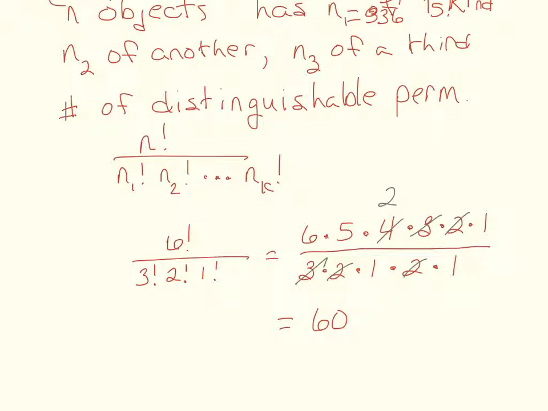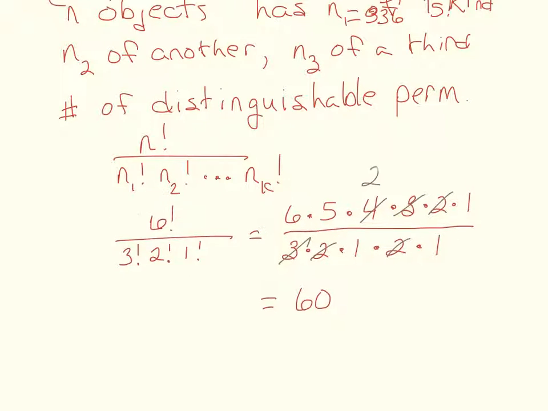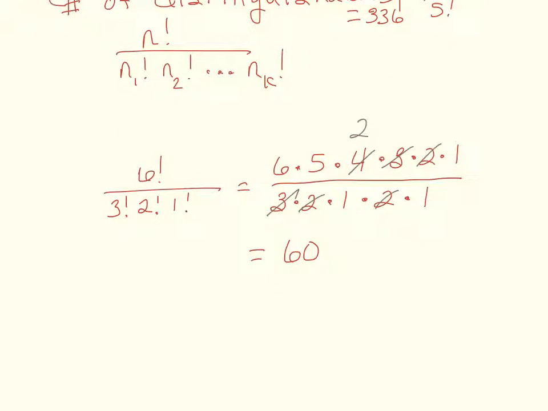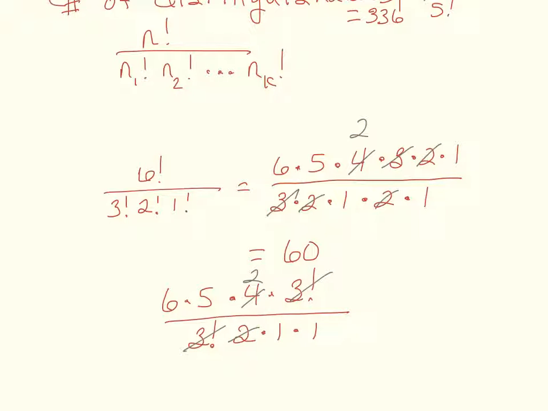Another way we could do this, if you didn't want to write out all the factorials, we could move this up. We could start with 6 times 5 times 4 times 3 factorial, because hopefully you recognize you've got a 3 factorial on the bottom. And then 2 factorial is 2 times 1 times 1. Well, the 3 factorials cancel. And 2 goes into 4 twice. And so we still get 60.